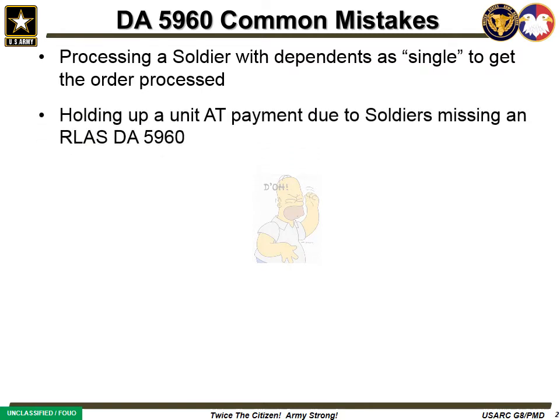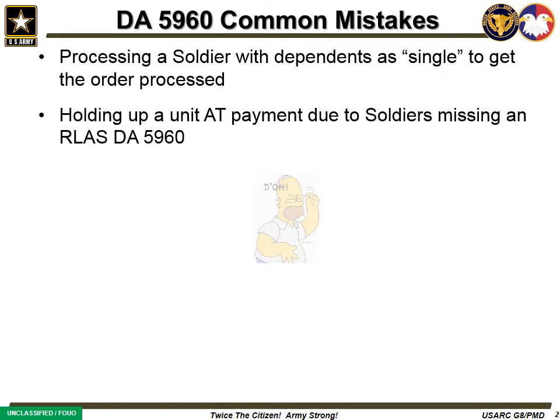Second mistake: there is one exception regarding processing DA Form 5960s for BAH without dependents when you don't have the soldier's dependent documentation. The exception is for Unit AT processed in the RLAS Unit AT module. Do not hold up processing Unit AT pay in RLAS due to soldiers missing a DA Form 5960.